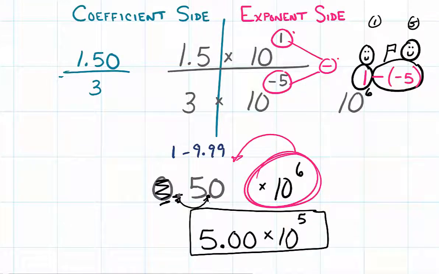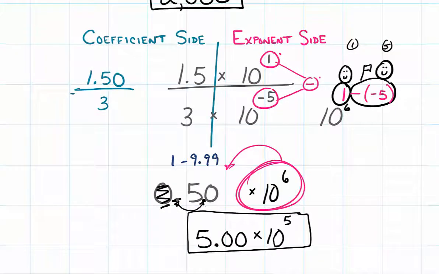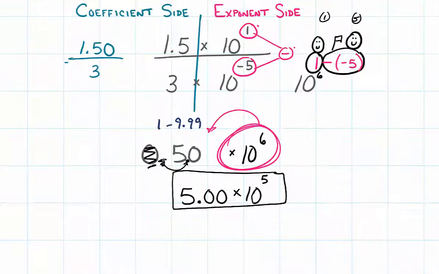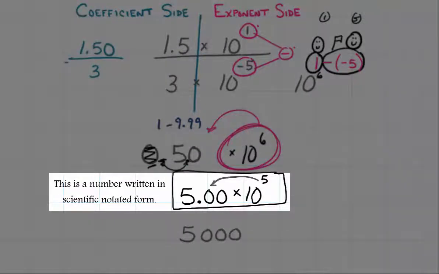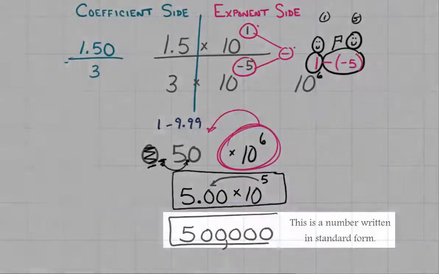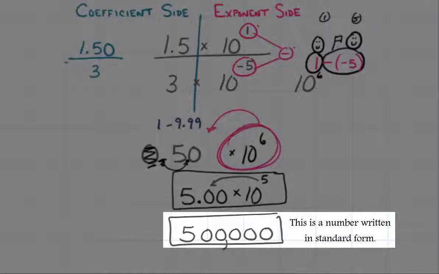Let's go ahead and quickly put it into standard form since we're here. 5 times 10 to the 5th means that I'm going to want to try to give back 5 place values. And all those 5 place values are going to happen after my 5. So that means I would have 1, 2, 3, 4, 5. And if I put a comma in, we see that we read this number as 500,000. All right.